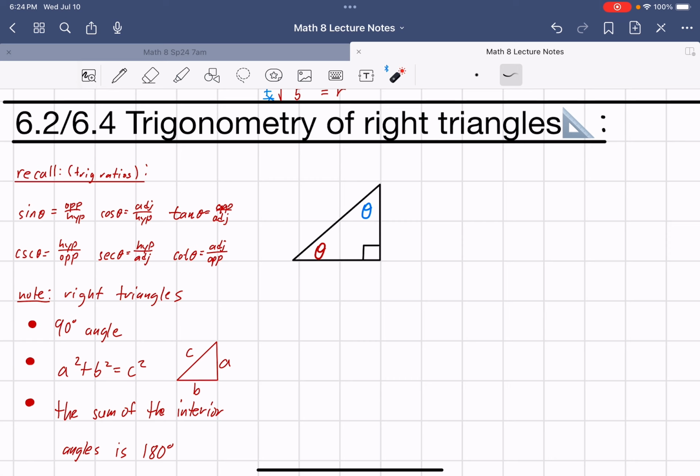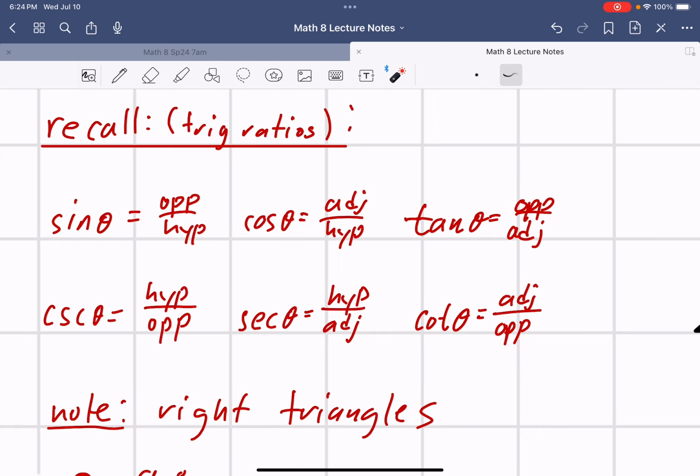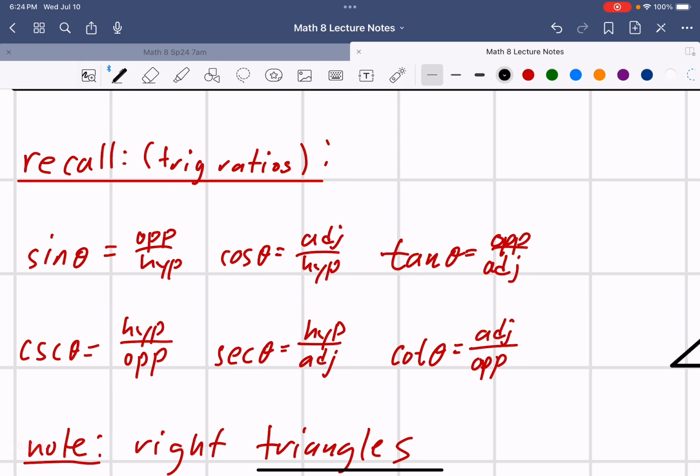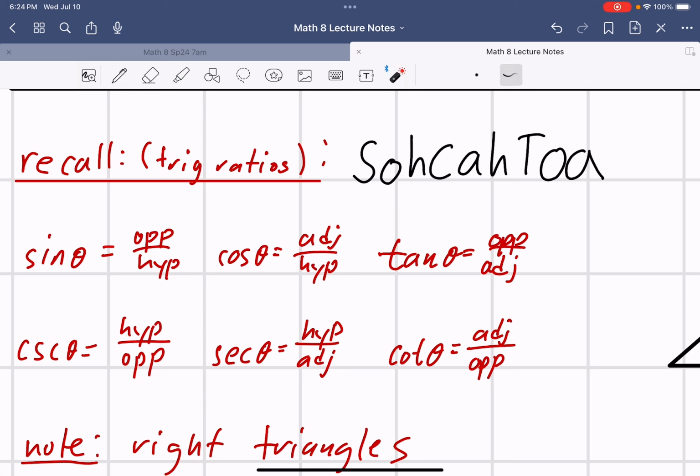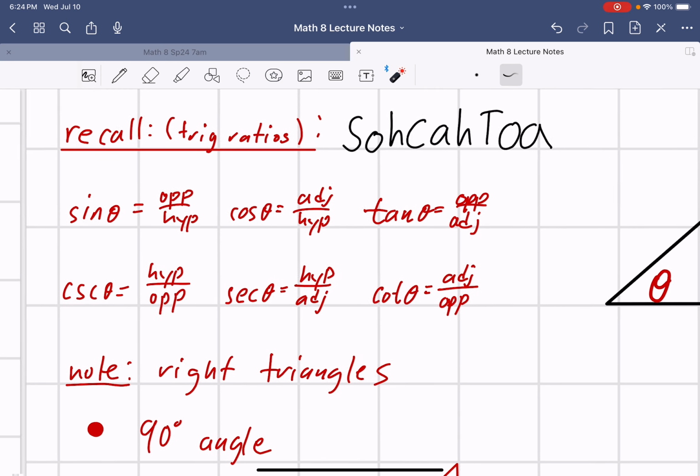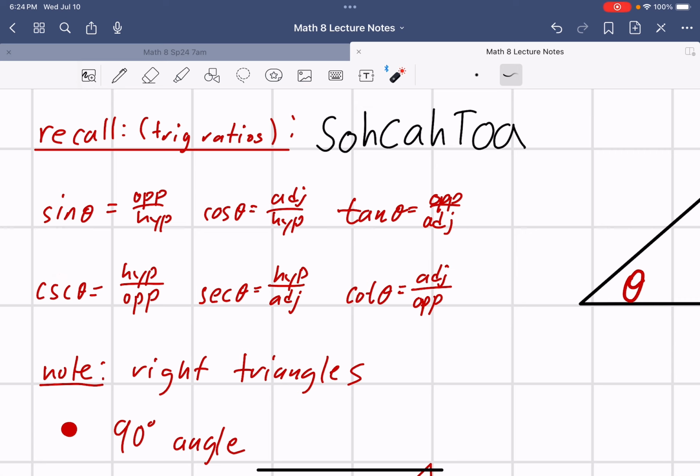Now, since we are dealing with right triangles, once again, we can look at our trig ratios, right? I've repeated these multiple times. We have our mnemonic, SOHCAHTOA, right? That helps us. Sine is opposite over hypotenuse, cosine is adjacent over hypotenuse, tangent is opposite over adjacent. And always remember, sine corresponds to cosecant, cosine corresponds to secant, and of course tangent corresponds to cotangent.